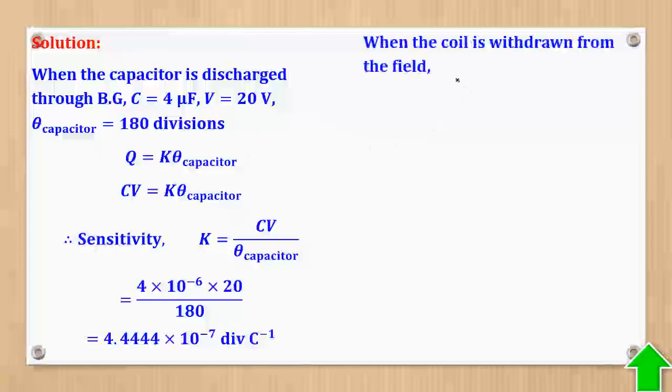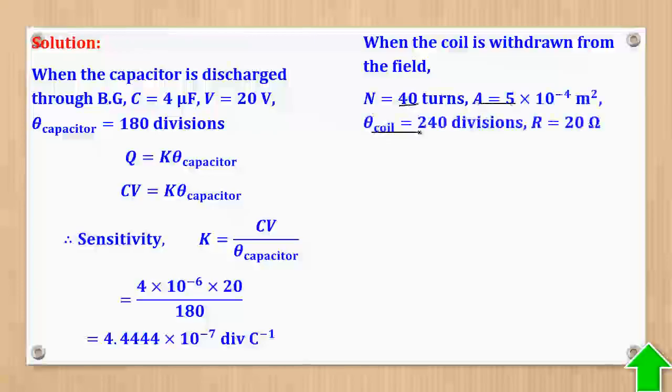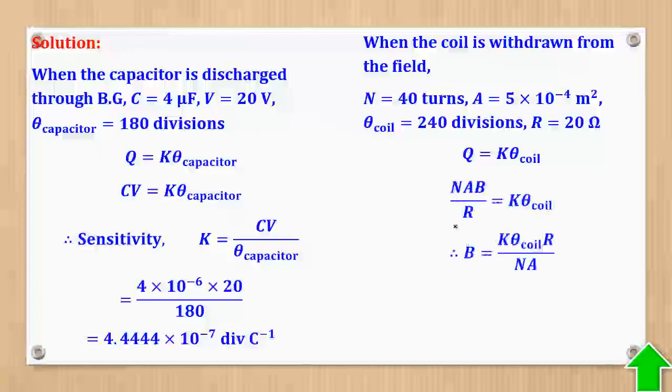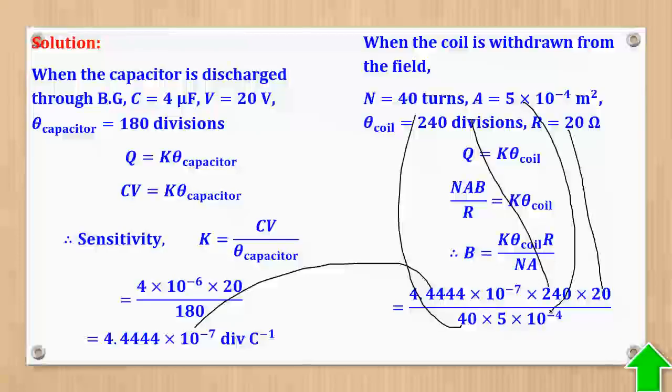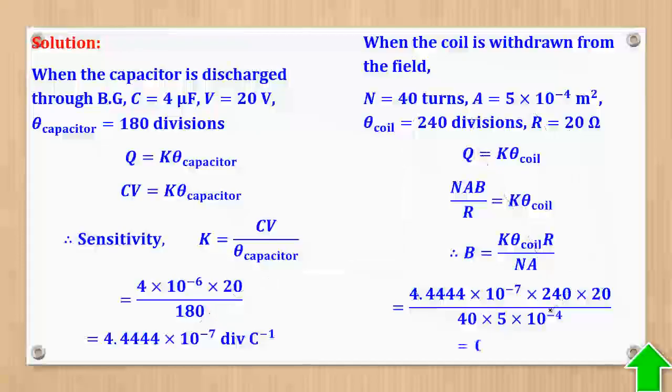Now, when the coil is withdrawn from the field, we know number of turns that, A is that, deflection is that, resistance is that. So Q is equal to K theta for the coil, and we know that Q is, because it is withdrawn, NAB over R. Then make B the subject and you substitute. K is already known, theta of the coil is here, resistance is here, number of turns and the area. So that gives you the flux density they wanted.